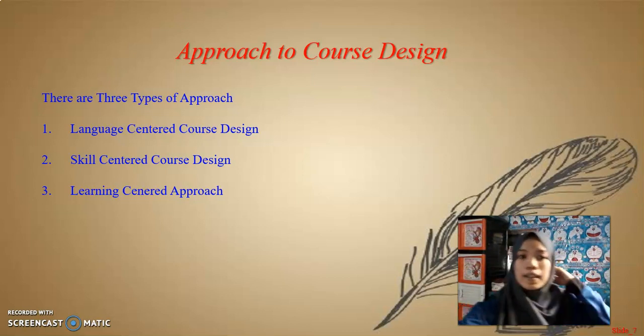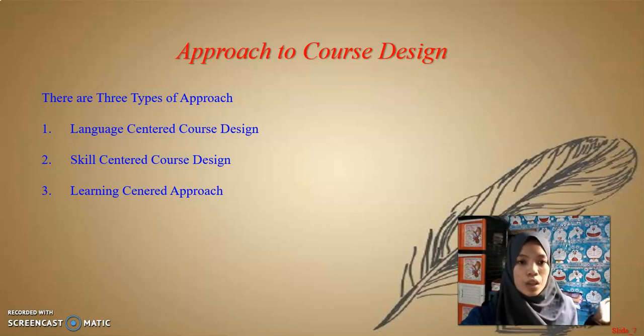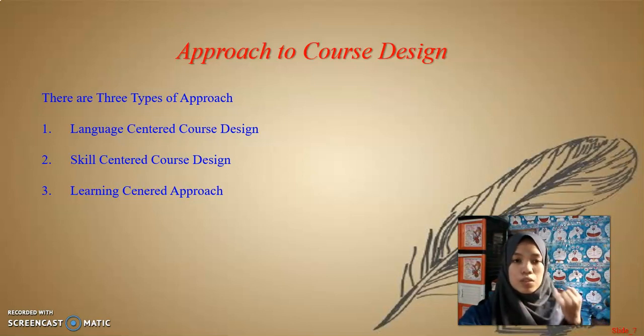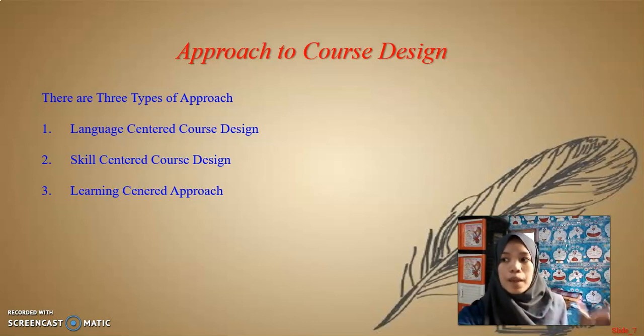And the second is skill-centered course design, where skill-centered course design are based on the two principles, namely rhetorical and pragmatic. This approach aims to move away from entry-level performance data and pay attention to the competence underlying performance.